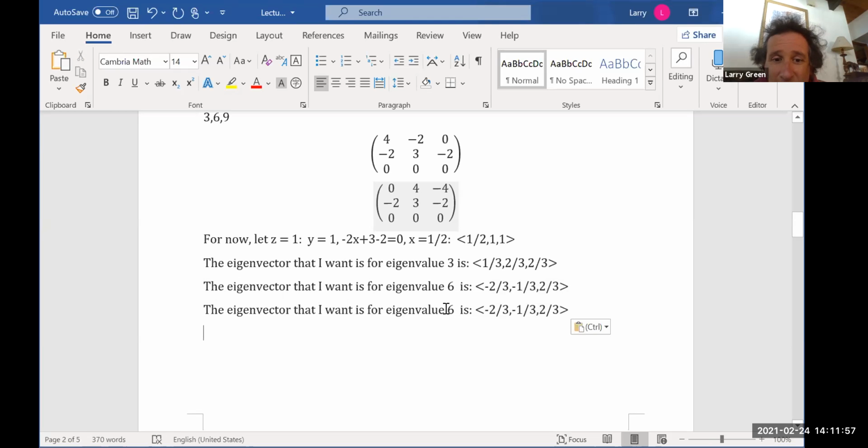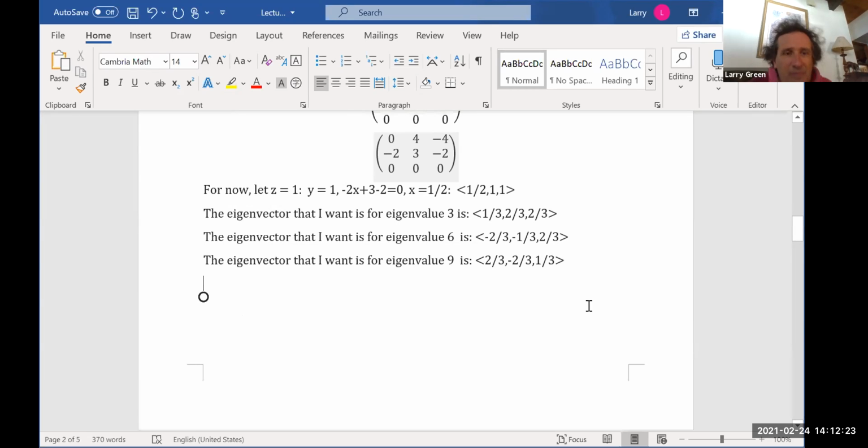And the eigenvector that I want for eigenvalue 9 is 2/3, negative 2/3, 1/3. Any questions on the point of doing this? Okay. And then you could check, it's always good to double check that the magnitudes are all 1, but you can see they are, hopefully.